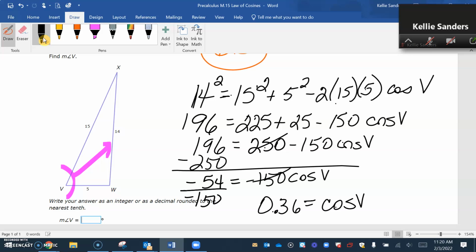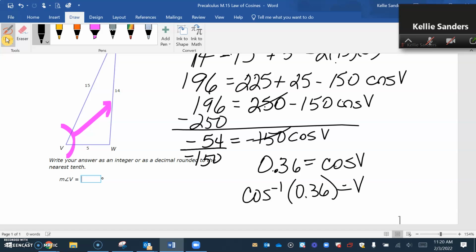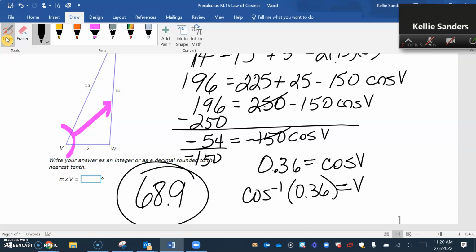And do you remember what you do to the calculator when you're looking for the angle? You use inverse cosine. And that's going to give you your answer. 68.899, round to the nearest tenth, so 68.9 degrees. There you go.